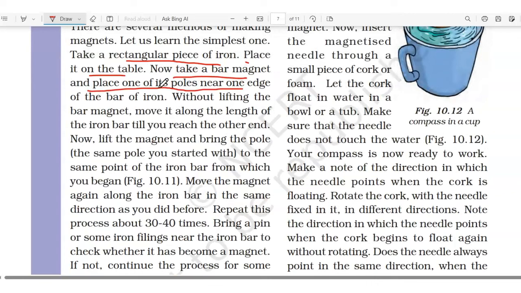So take a bar magnet and place one of its poles near one edge of the iron bar. Without lifting the bar magnet, move it along the length of the iron bar till you reach the other end. Now lift the magnet and bring the pole to the same point of the iron bar from which you began. Matlab, wherever you started, you have to bring it there itself.